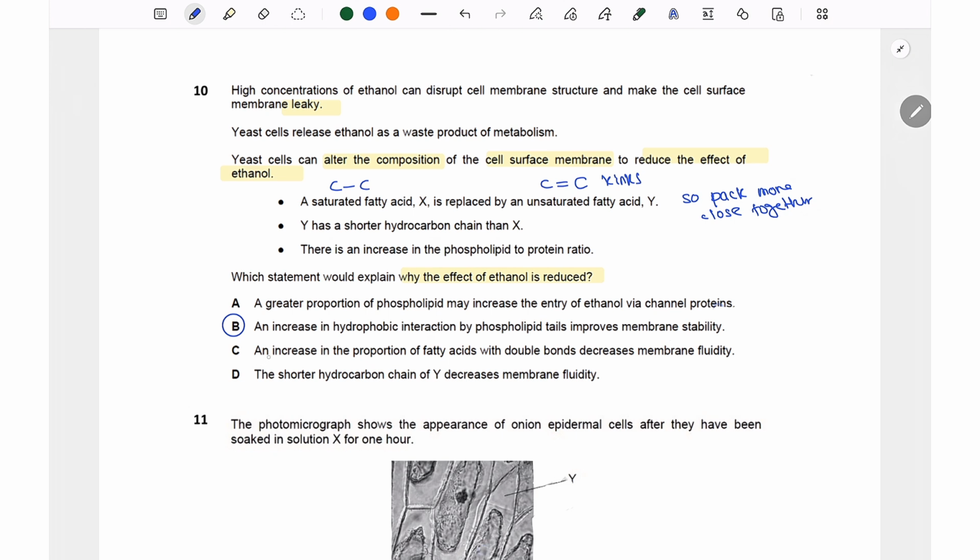So that's our answer. Why not the other one? Because an increase in the proportion of fatty acid chains with double bonds. So there is no increase of double bonds. We got rid of the double bond unsaturated fatty acid, replaced them with saturated single bond ones. And then D, the shorter hydrocarbon chains decrease membrane fluidity. They don't decrease membrane fluidity, they increase it.